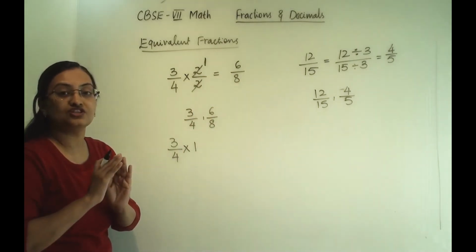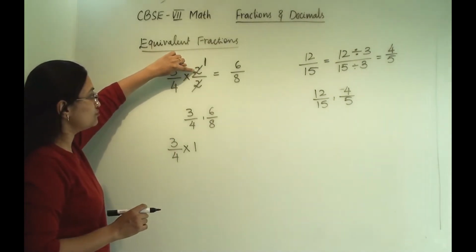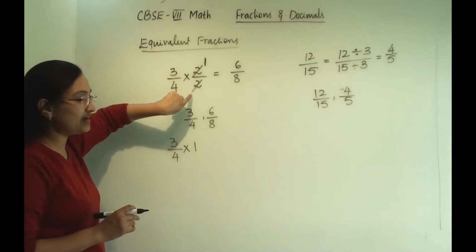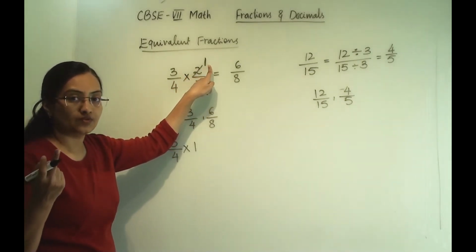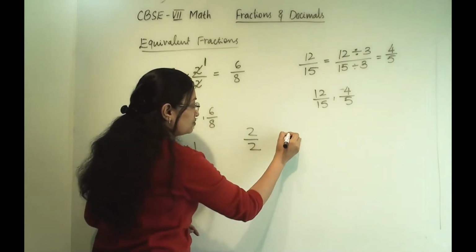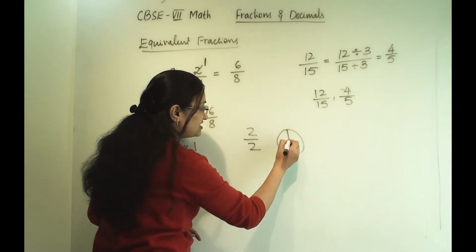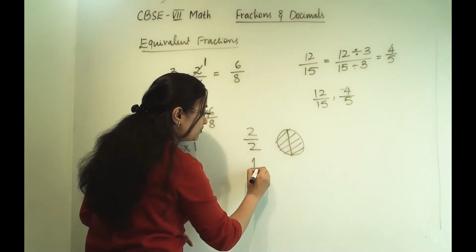We are not changing the fraction at all, because when we multiply 2 in the numerator and denominator, in turn we are multiplying with 1. What is the meaning of this 2 by 2? In a circle there are 2 parts and we are taking the full circle. So one whole part we are taking.